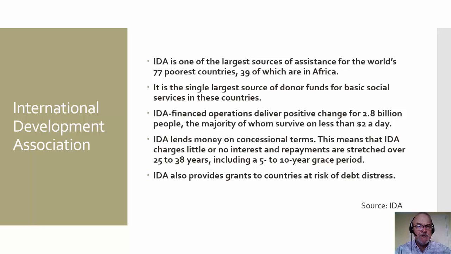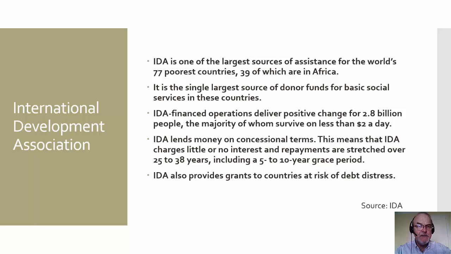The International Development Association financed operations deliver positive change. That's their characterization of what they do. They deliver positive change for 2.8 billion people, the majority of whom survive on less than $2 a day. IDA lends money on concessional terms. This means that the IDA charges little or no interest, and repayments are stretched over 25 to 38 years, including a 5 to 10 year grace period.